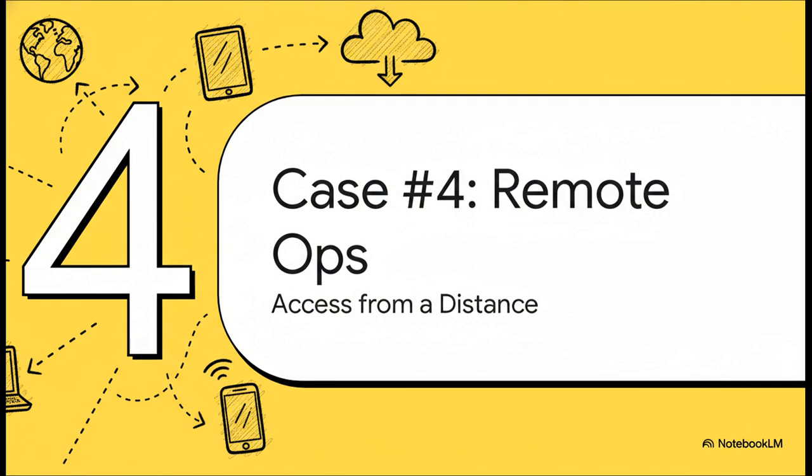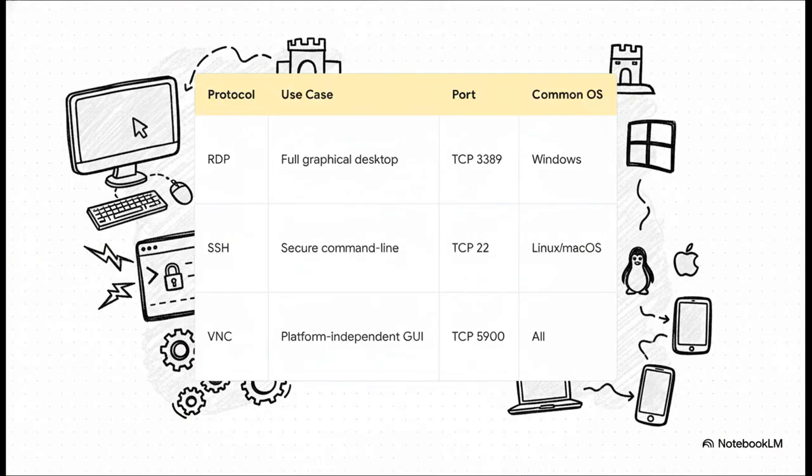And for our final case, we're going to switch things up. We're going to look at how these problems get solved in the real world by pros, not by sitting in front of the broken machine, but by accessing it from miles away. Now, choosing the right remote tool really depends on the job. RDP, or Remote Desktop Protocol, is the standard for Windows. It gives you the full graphical experience like you're literally sitting there.